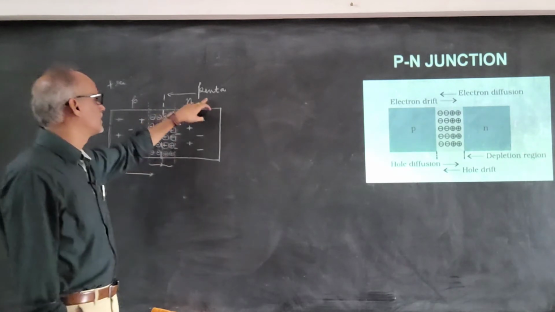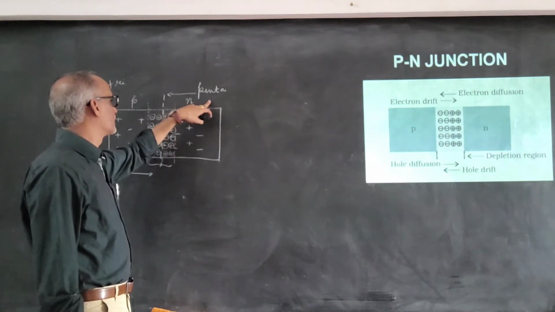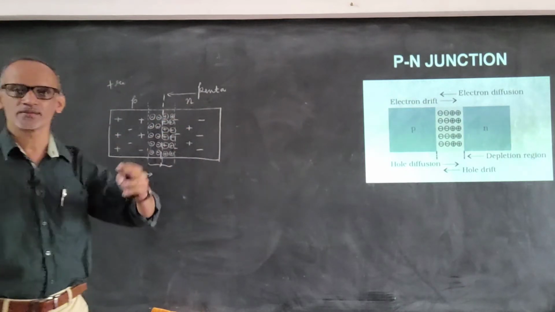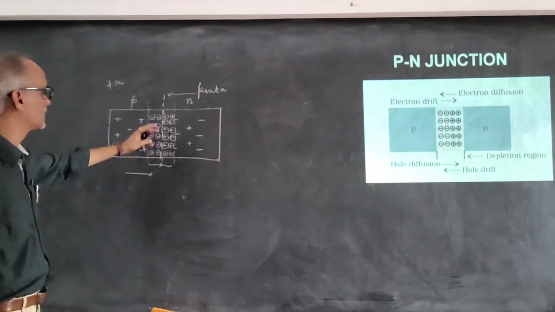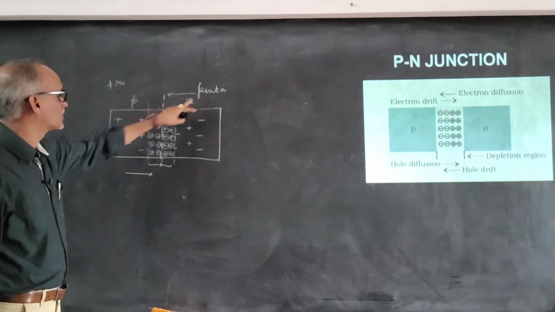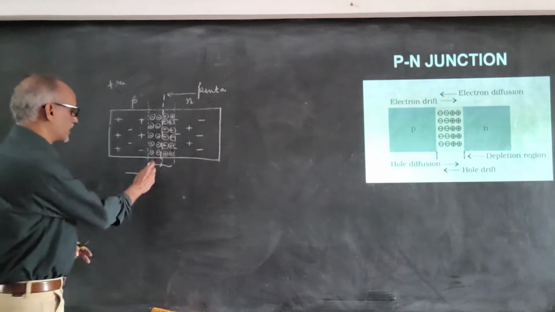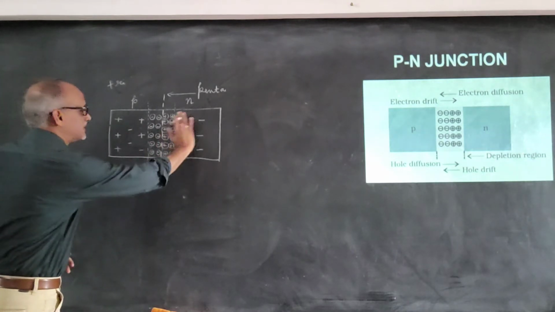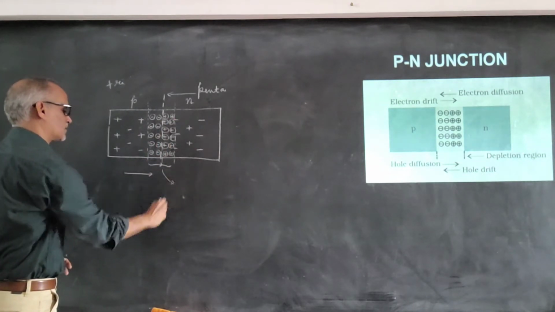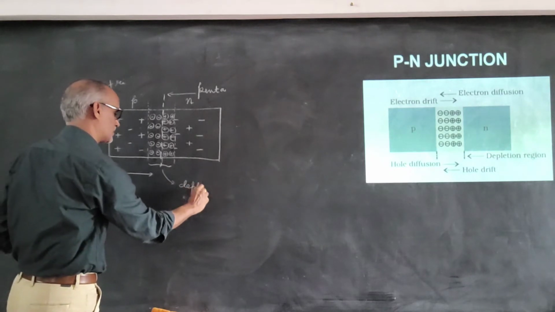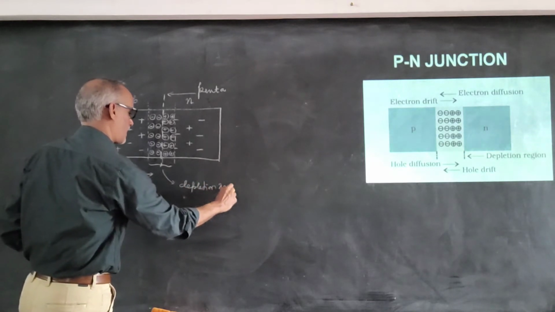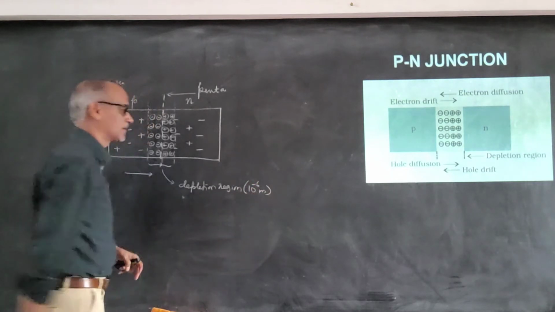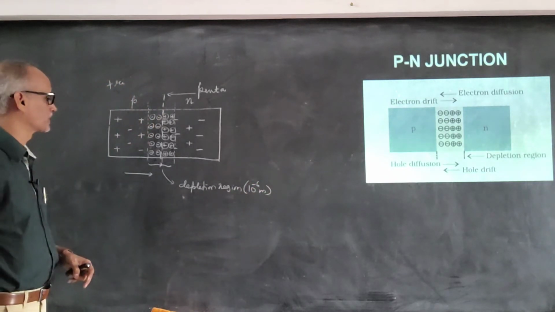So in the case of the N region, whenever we dope with the pentavalent, it donates an electron and becomes a positive ion. So therefore, we get a region in which there are no charge carriers. The charge carriers you will find only in these regions. And this particular region is called the depletion region. The width of the depletion region is about 10 to the power minus 6 meter, 1 micrometer.